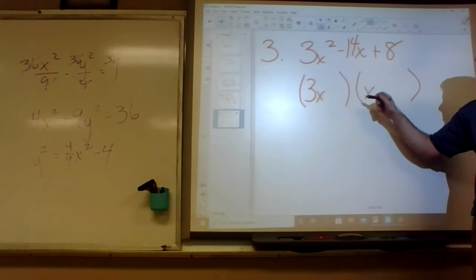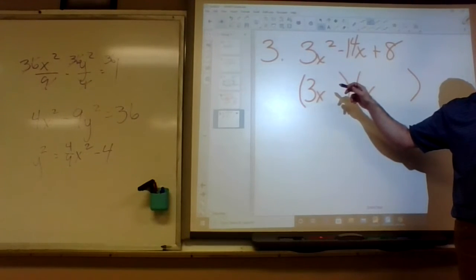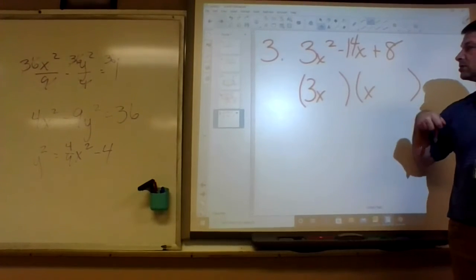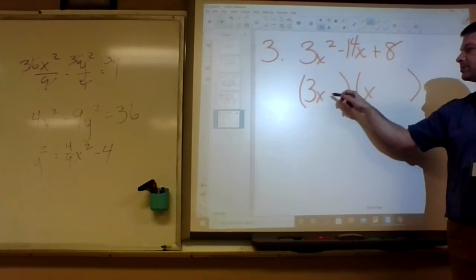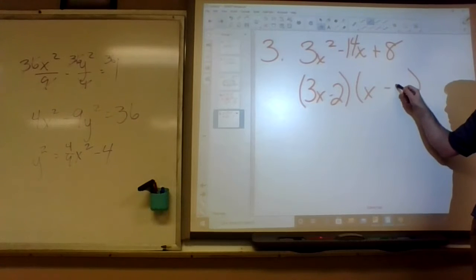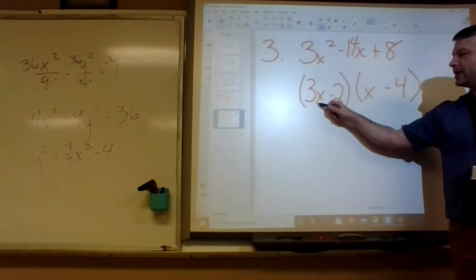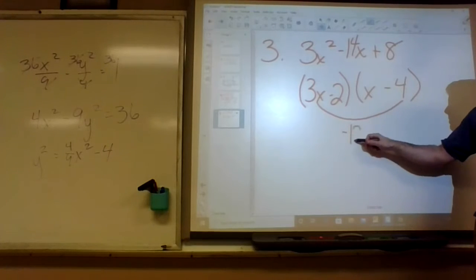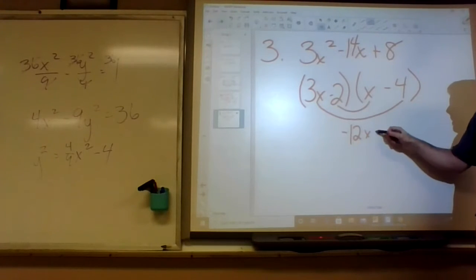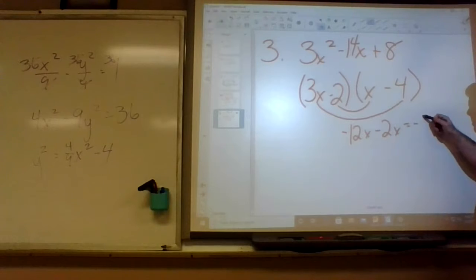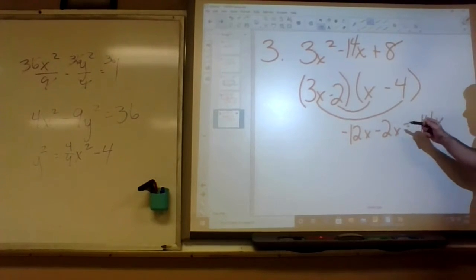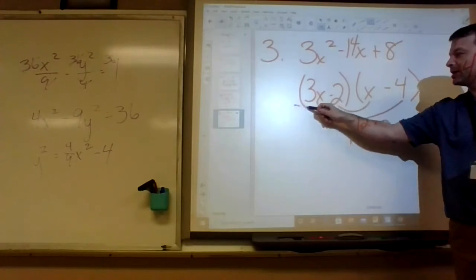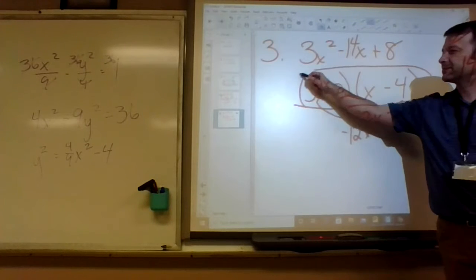Mr. Jordan, how do you know to put the 3x right there? These are interchangeable. Remember, order of multiplication doesn't matter. It doesn't? No. Okay. Outside, negative 12x. Interesting. Inside, negative 2x. Makes negative 14. Got it on the first try. Lucky, lucky.